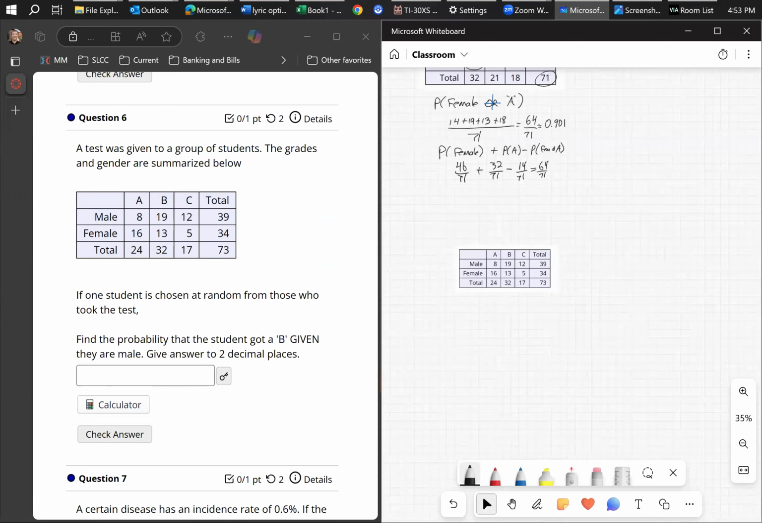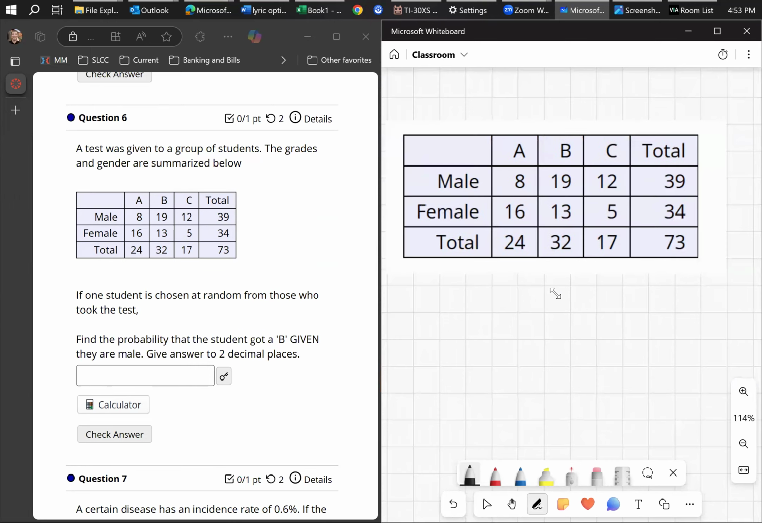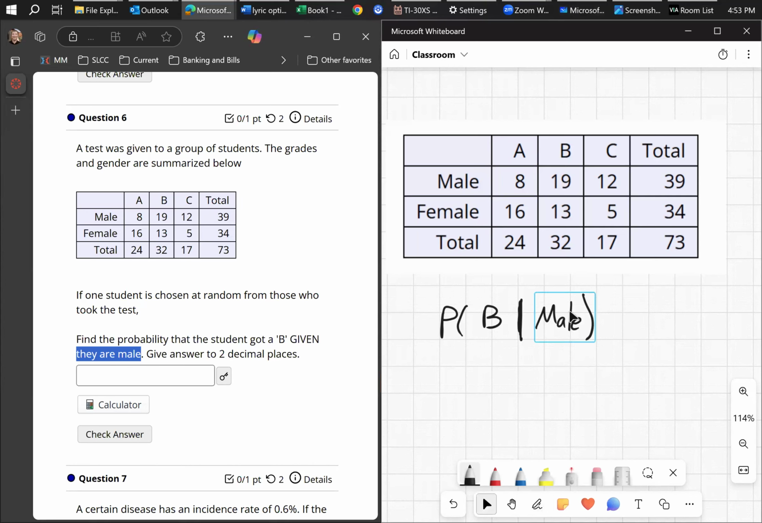See what we get. All right. What's the probability that the student got a B given? Now, this is the conditional probability. That vertical line is "given that they are male." So the term right after the given is the critical one to start with, or the thing right after the vertical line if you're given this notation instead.